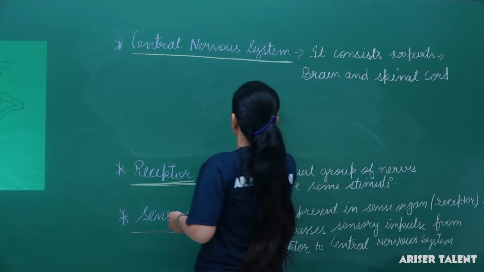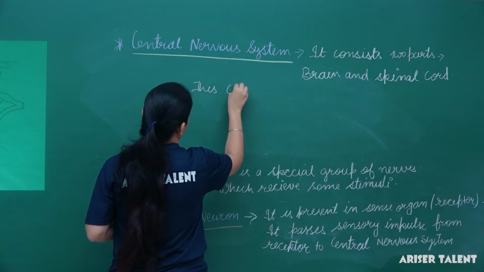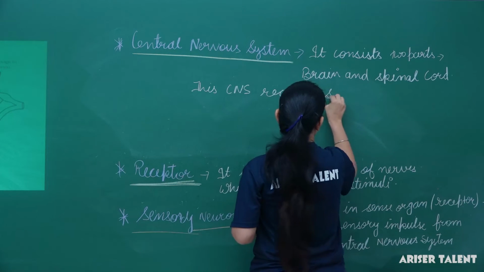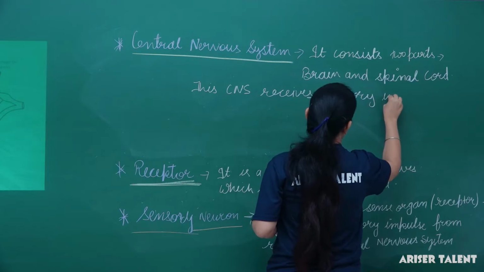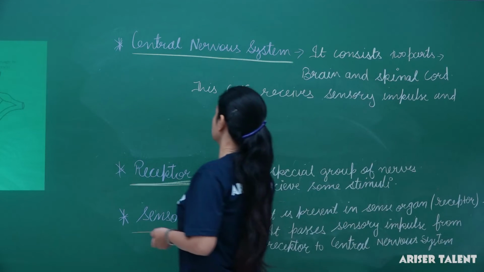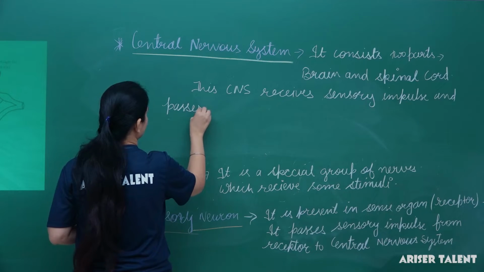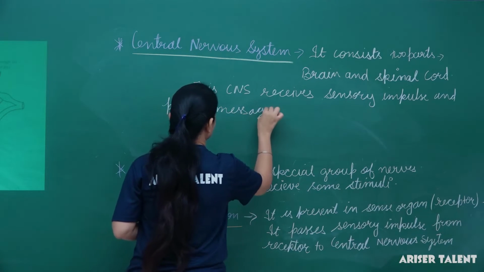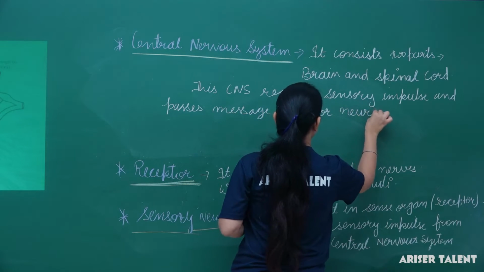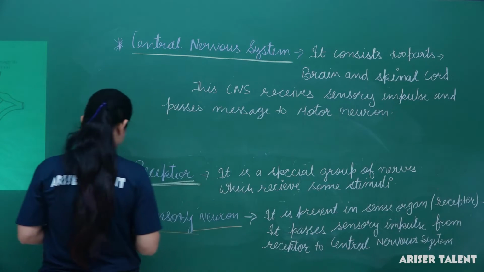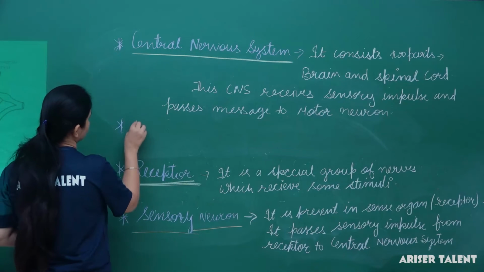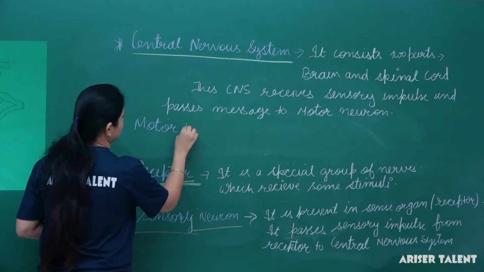This central nervous system receives sensory impulse and passes messages to the motor neuron. Okay. The next part of this arc is the motor neuron.